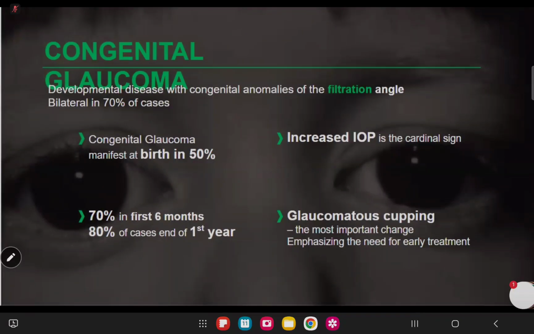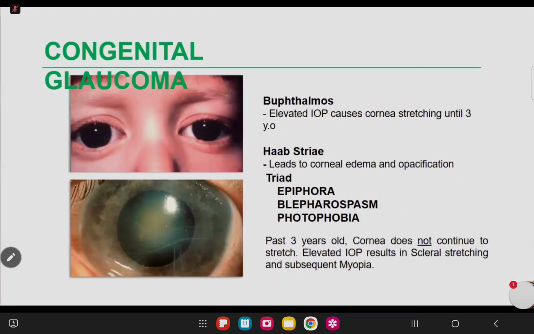For gonioscopy, it is also the most important change, emphasizing the need for early treatment. So for this, even if the patient is still less than 1 year old, we perform filtering surgery already to prevent blindness. With ophthalmos, there is elevated IOP causing corneal stretching until 3 years old. So there would be an enlarged eye. Earlier you saw the curvilinear striae, no? It is caused by the corneal stretching, which leads to corneal edema and opacification also.